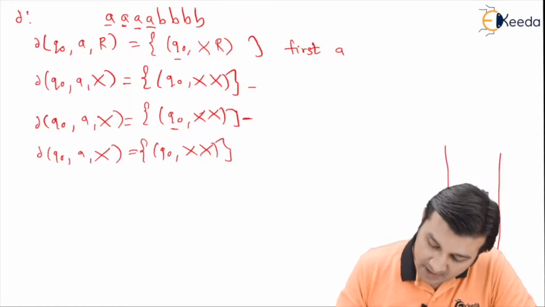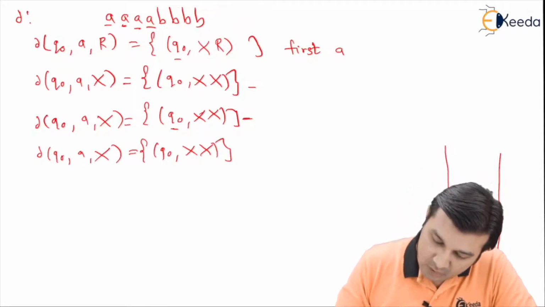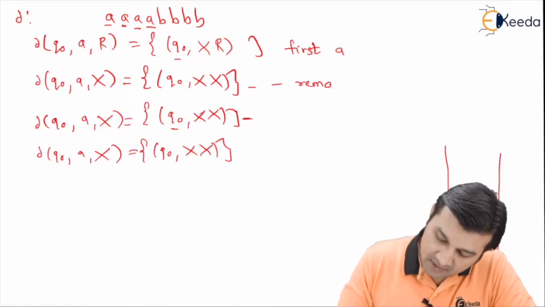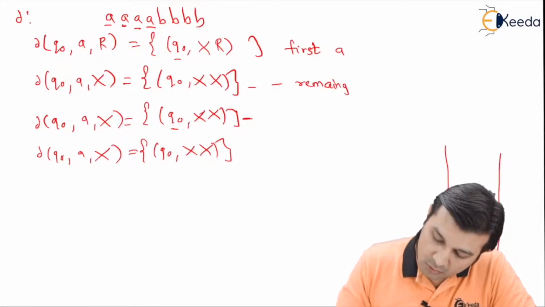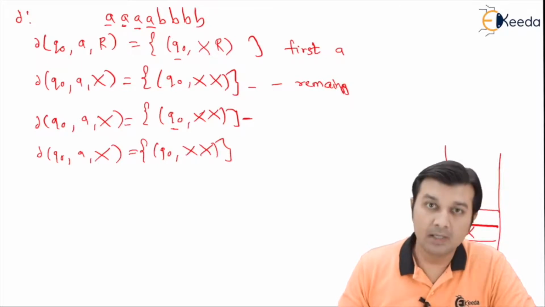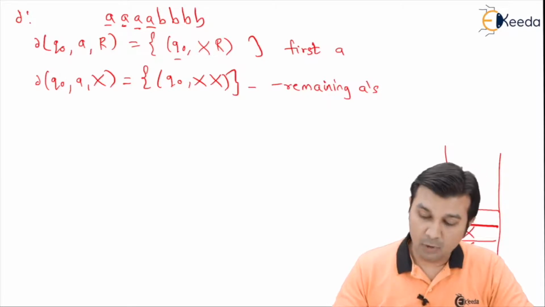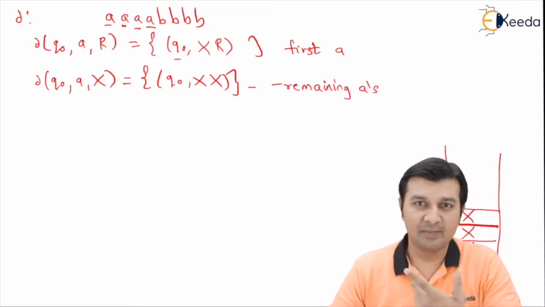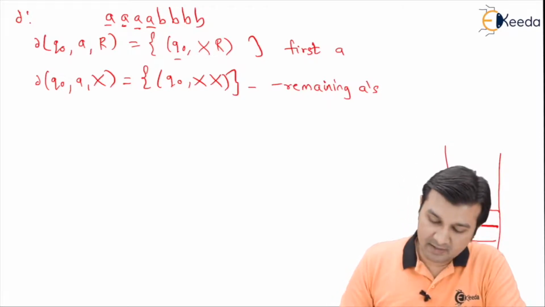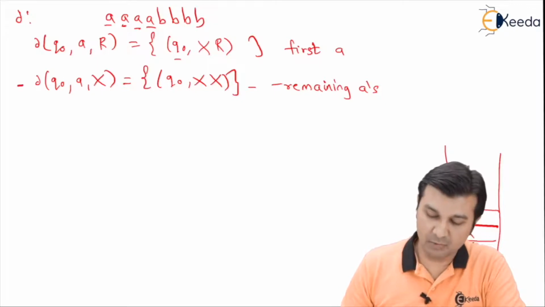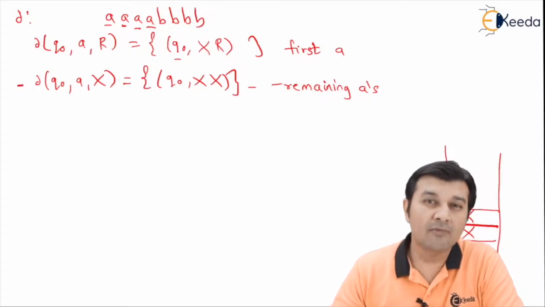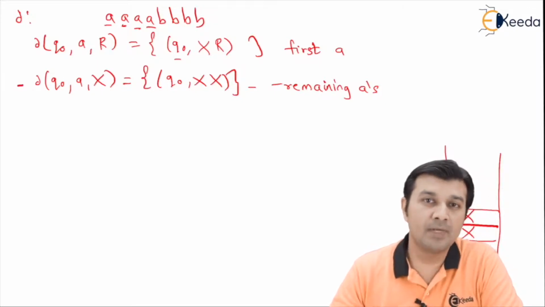Therefore I say that this thing is going to work for all of my A's. Therefore I say why not conclude that it is going to work for all of the remaining A's. So friends, now we understand what I mean by first A and the remaining A's. Now my state, the second state over here, is going to work for any number of A's, be it 1000 A's, 5000 A's, or 1 lakh A's.